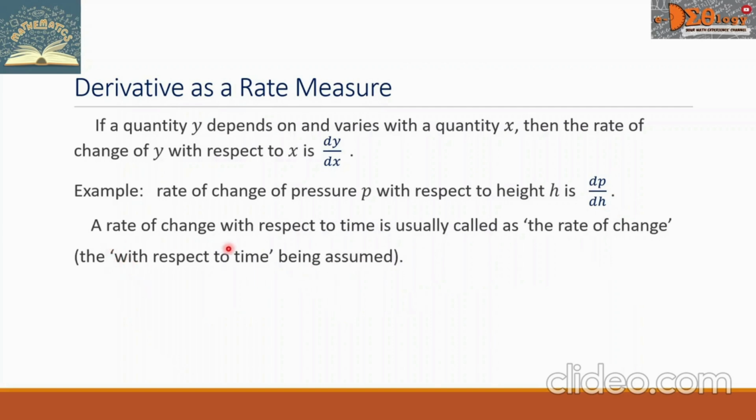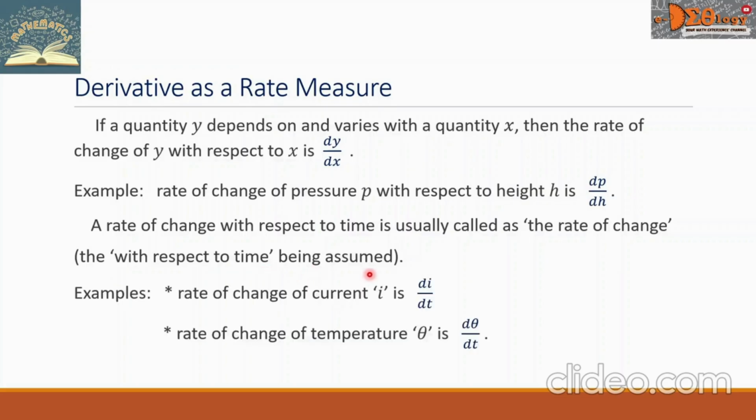Now, a rate of change with respect to time is usually called the rate of change, the "with respect to time" being assumed. We have here two examples. First example, rate of change of current I is dI over dt. Another example, rate of change of temperature theta is d theta over dt.